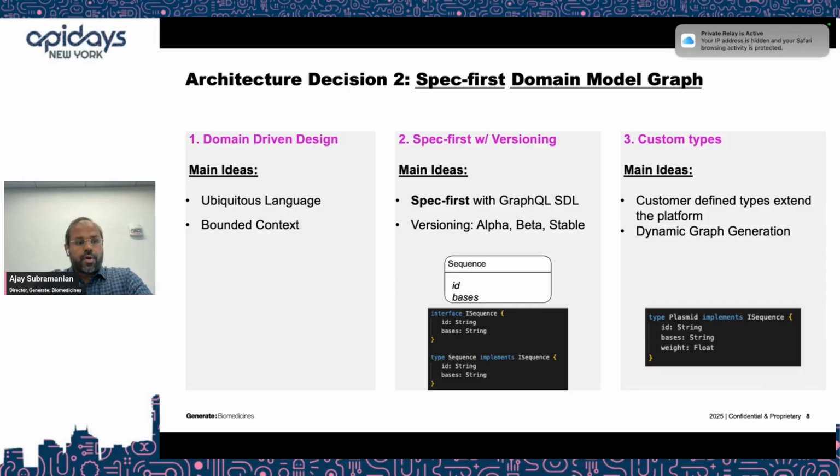Finally, and perhaps most importantly, we addressed our handling of custom types. Understanding that customers extend the platform heavily, this was an important decision for us. We allowed customers to extend the platform provided types, and also with dynamic graph generation, we were able to create a customer specific view of the domain graph, which gave them a specialized graph for their organization.